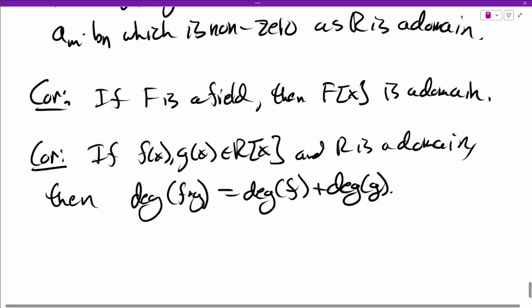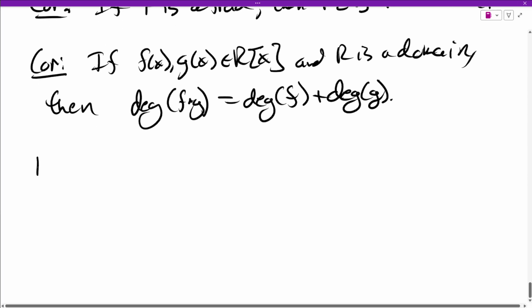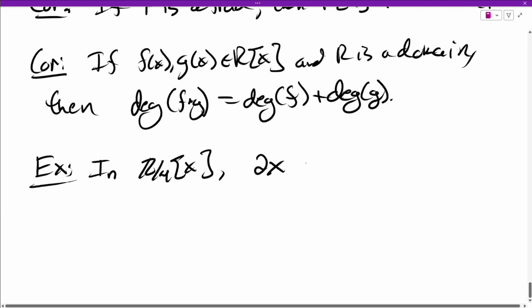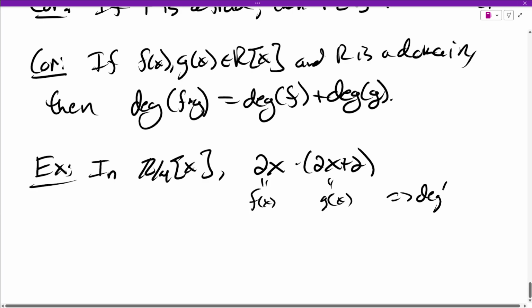And let me point out that this is not true when R is not a domain. So just as a last example, in, for example, Z4 adjoin X, we have 2x times, let's make this other one a little bit different, 2x plus 2. So these are positive degree terms, right? If this is our f and this is our g, they both have degree 1. So degree of f is the degree of g is 1. But their product is 4x squared plus 4x, which is identically 0.